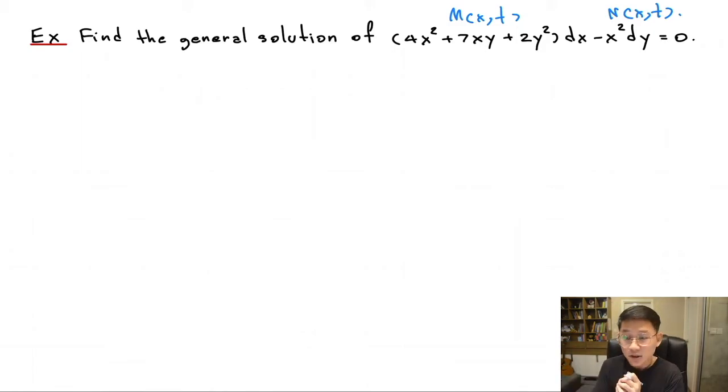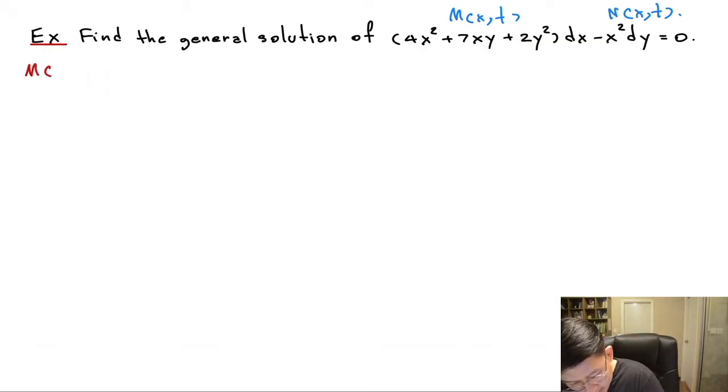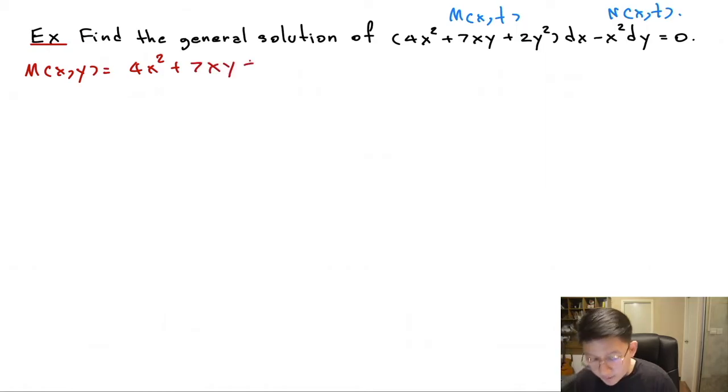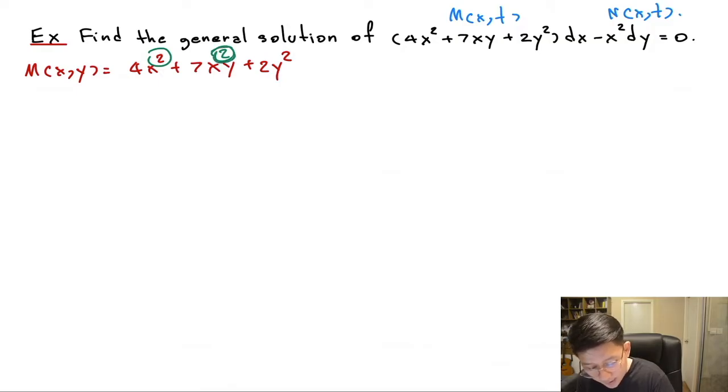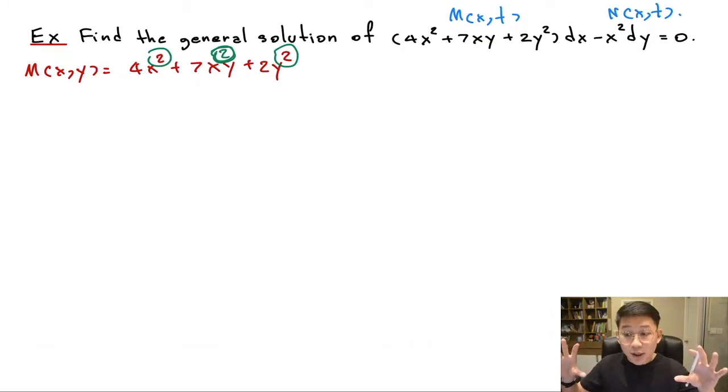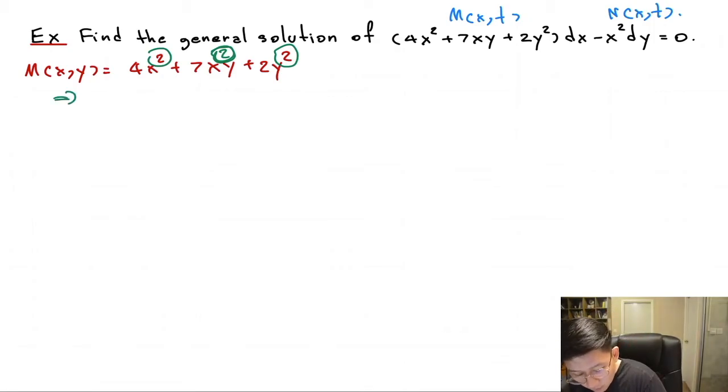So if you try to make it separable and it can't be separable, we need to look at whether they are homogeneous functions. So the m of x y is 4x squared plus 7xy plus 2y squared. So this is a polynomial, and you can see that the sum of the exponents here is 2. The sum of the exponents here is 2 as well, and here is 2 as well. So the sum of the exponents of all terms are equal. So it means that this is a homogeneous function of order 2.